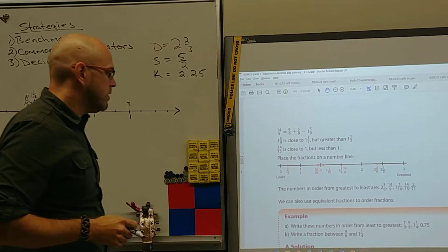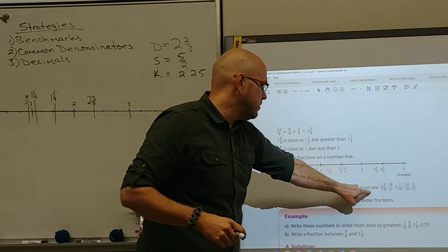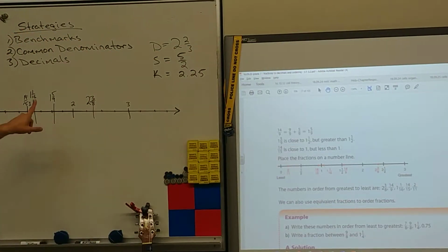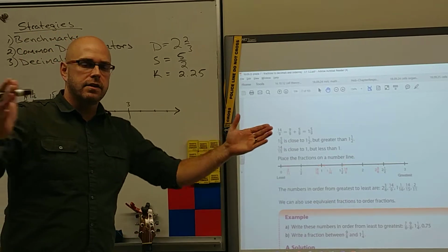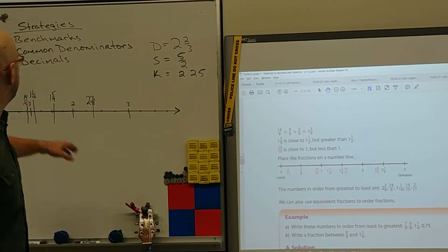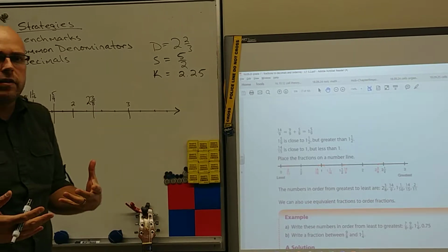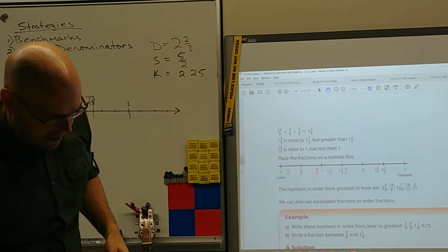Now we have our numbers ordered from greatest to least. I just have to read them: 2 and 3/8, 1 and 5/9, 1 and 1/16, 14 over 15, and 2/11. That's an order from greatest to least. So what we did is we used benchmarks. Benchmarks are half and quarter points, and then we just talk about the fraction, trying to figure out where we should put that gap.